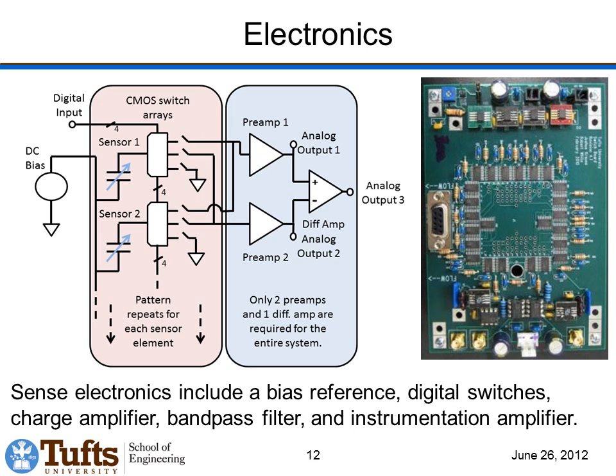And in addition, we have a diff amp which sums these 2 outputs. So in the end, we have 3 analog outputs: all the microphones that are routed to preamp 1 here, all the microphones routed to preamp 2 here, and then the difference between those 2 signals here. So 3 analog outputs. And control of these switches is performed over a serial communication from a computer.